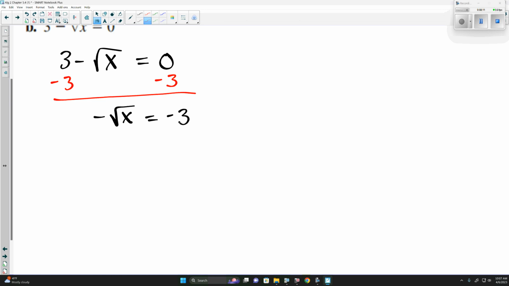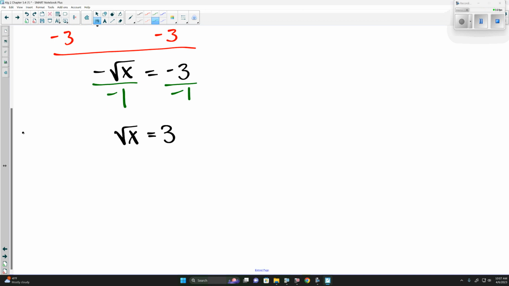What can we do next? Well, is the radical by itself? I mean, there's nothing added or subtracted to it. What do we have in front of it? Negative. So we need to either divide both sides by negative 1 or multiply by negative 1. We can do either. Because negative square root of x divided by negative 1 is just square root of x. Negative 3 divided by negative 1 is 3. So, okay, we got the radical by itself, yes?